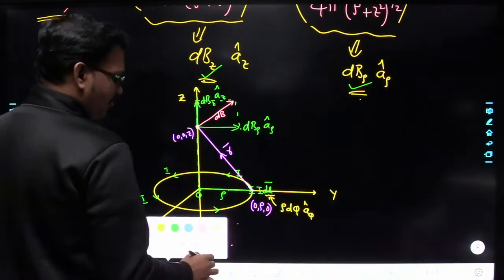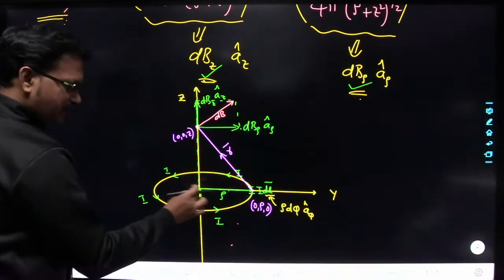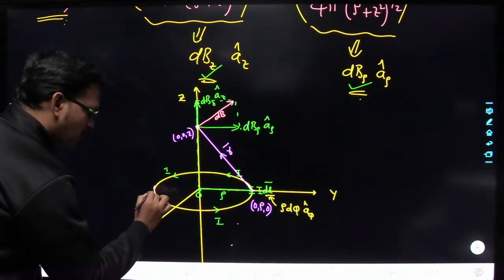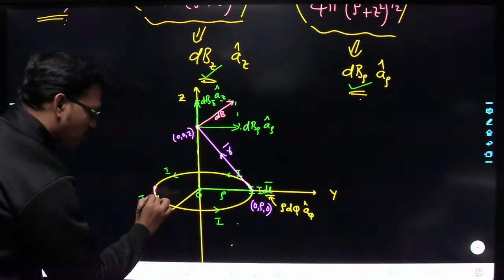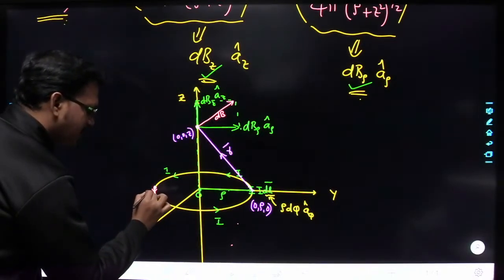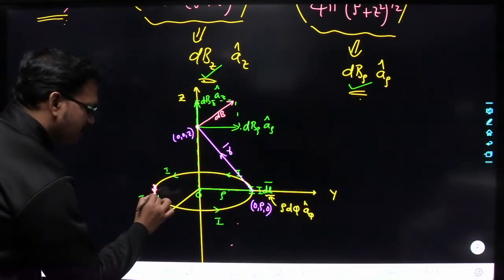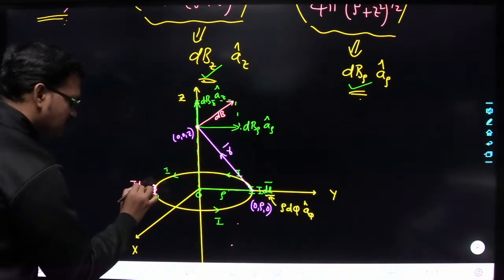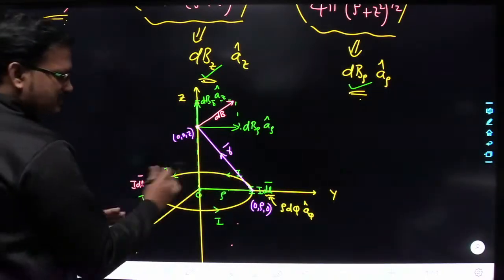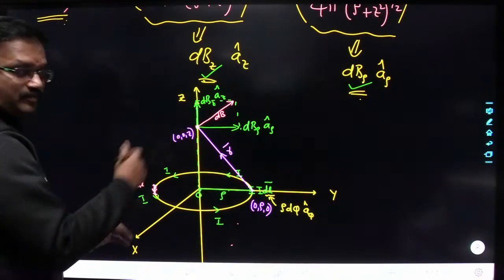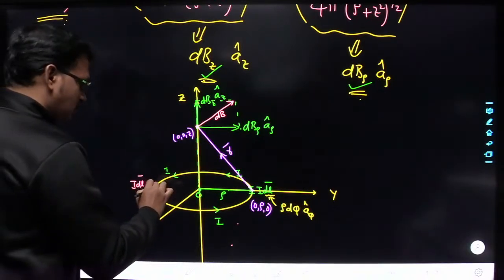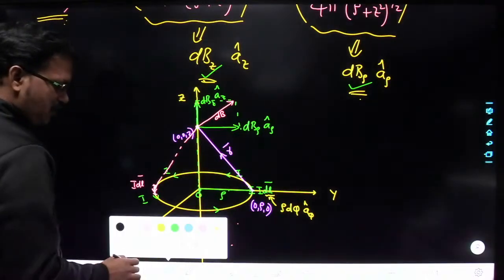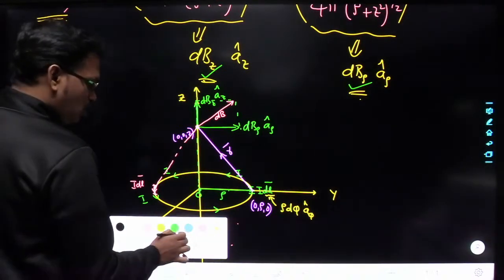Now exactly opposite to this one, I can consider a small differential current element. Here I am representing it as I dL bar. If I do the same analysis here, due to this one also, the small differential B field at this location is going to have two components.